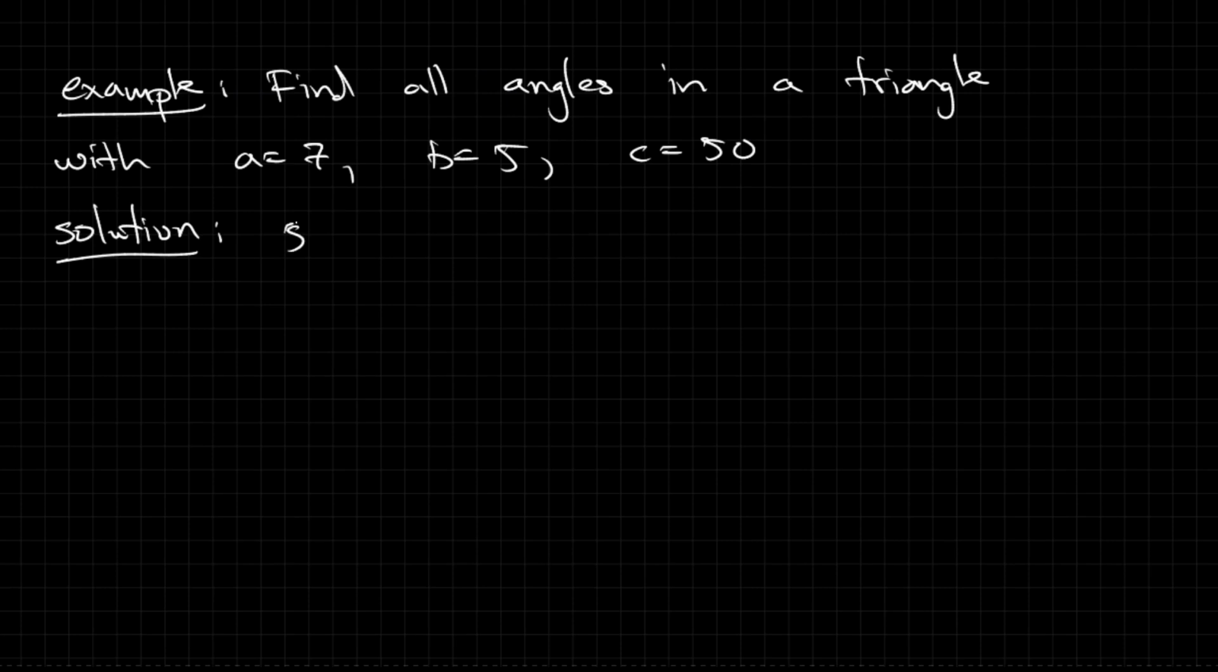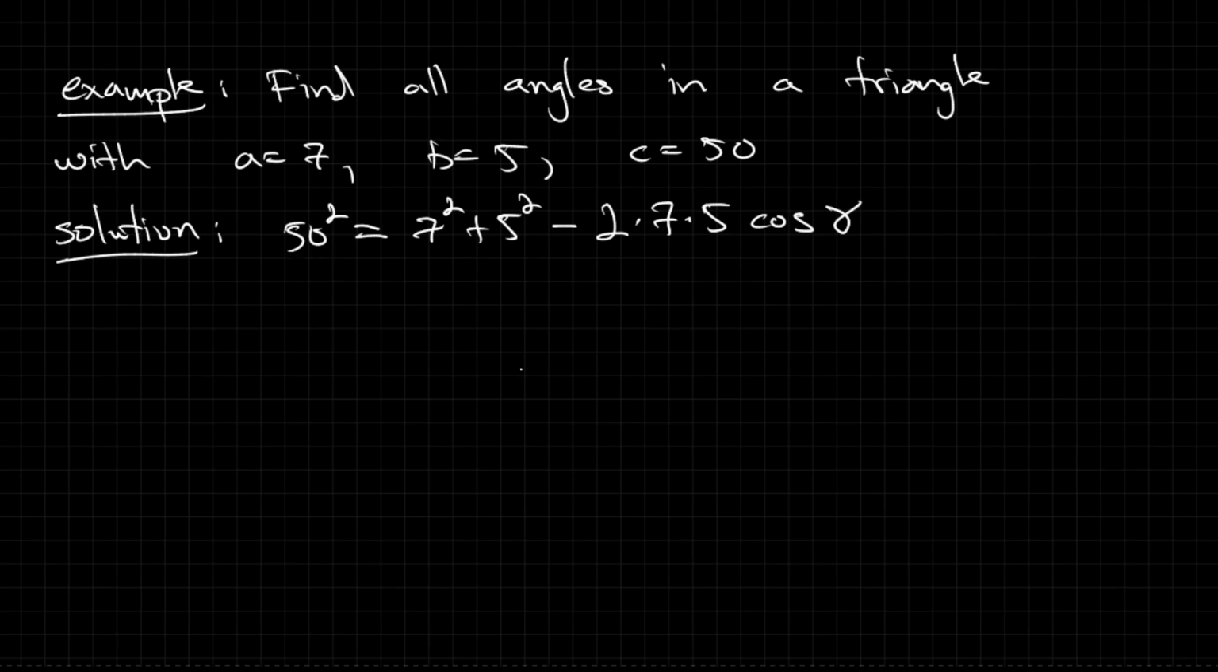we know here that 50 squared has to be equal to, well, that's C squared. That has to be A squared plus B squared minus 2 times A times B times cosine of the angle opposite to this side, which is the angle opposite to C, and that angle is gamma. And now we can solve for cosine gamma and use our inverse cosine function.